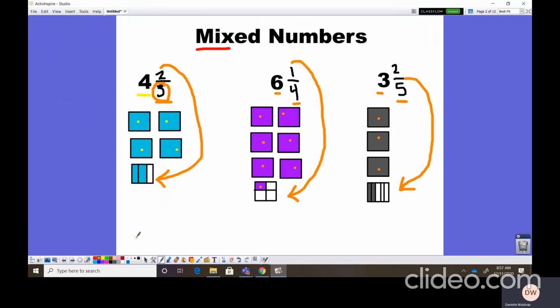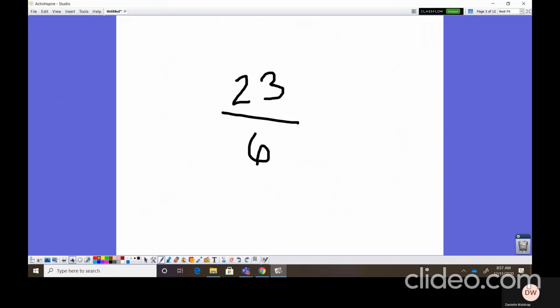Okay? On these next couple of screens, I want you to just say out loud if this is an improper fraction or a mixed number. So I'm going to show you a few numbers. 23/6. Is that improper or is that mixed? Good. This would be an improper fraction. And you knew that because the numerator was the bigger number. When your numerator is bigger than your denominator, it's an improper fraction.